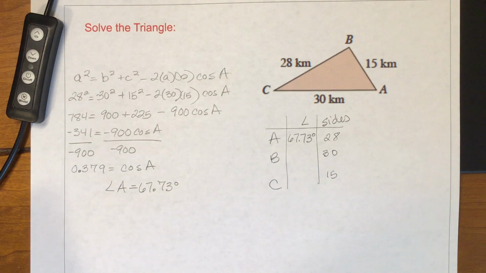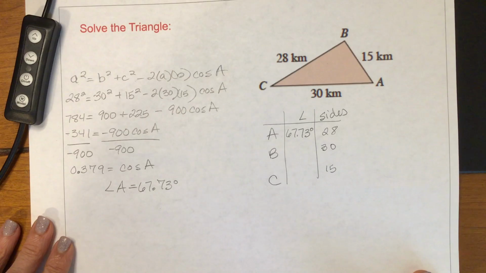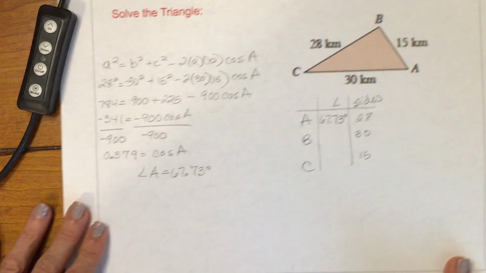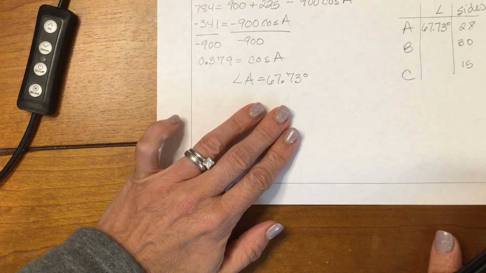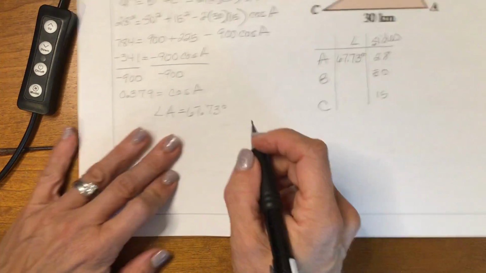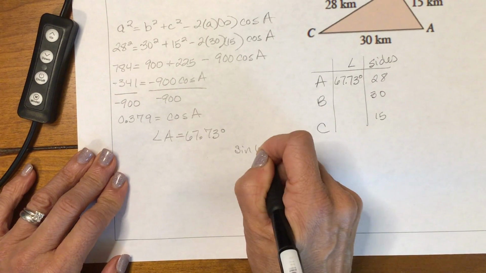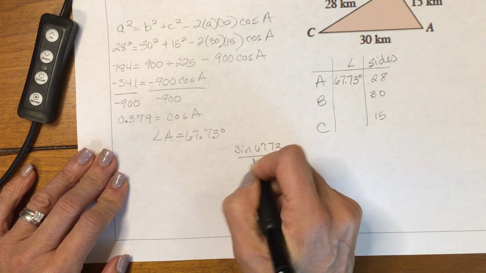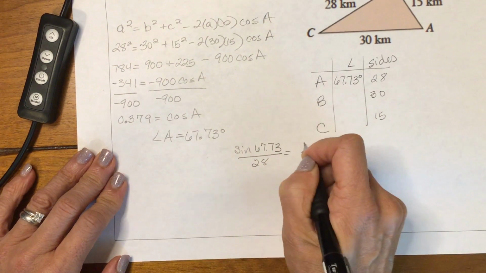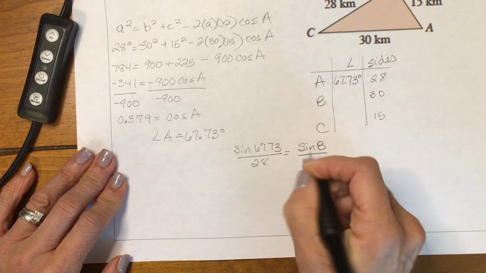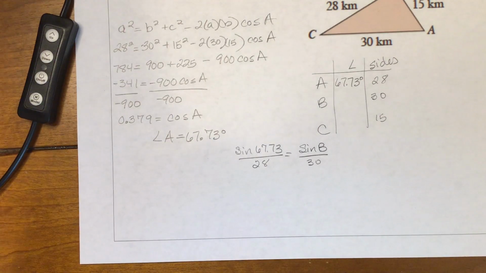Well, now I have a full ratio for law of sines, so I'm not going to use the law of cosines again. Let's just go ahead and solve for B. We'll just go in order. So I'm going to use my one complete ratio for A. So I have sine of 67.73 is to 28 as sine of B is to 30. So I take 30 times sine of 67.73 and divide that by 28.